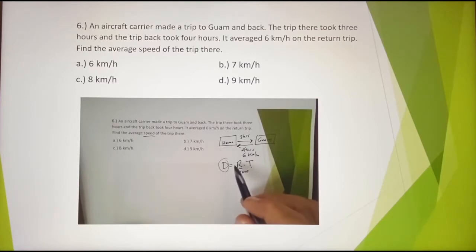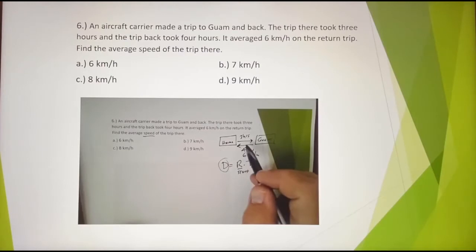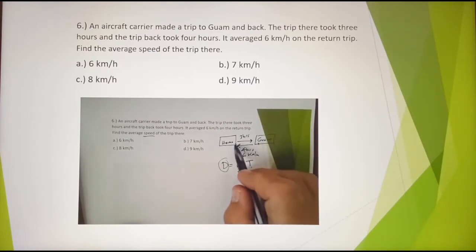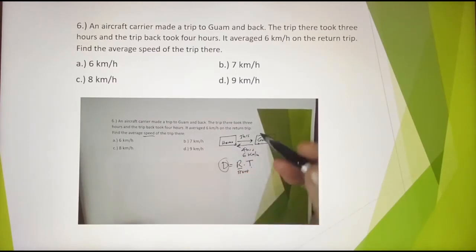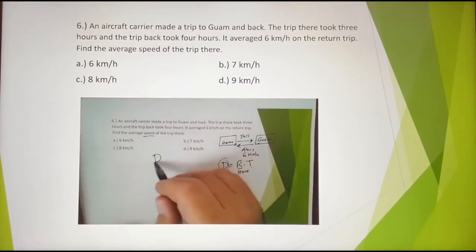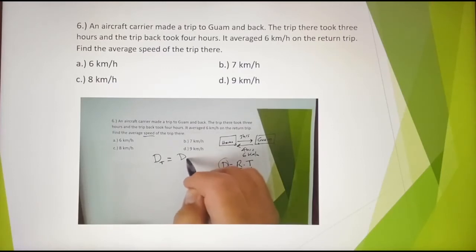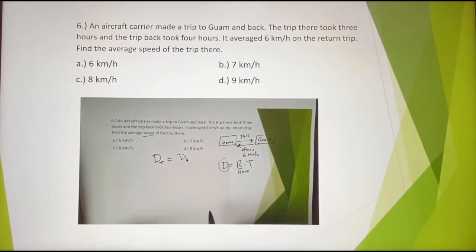Here's the trick for doing a problem like this. What we do know is that the distance from home to Guam is exactly the same as the distance from Guam back to home, right? Unless the island moved, the distance there has got to equal the distance home. So we can start from that premise. Distance there is equal to distance home.